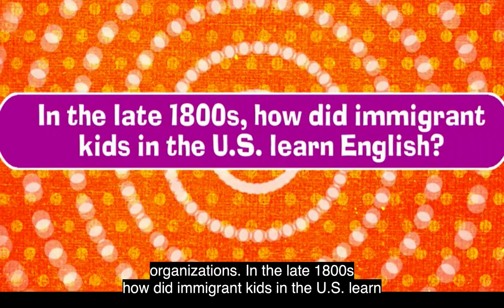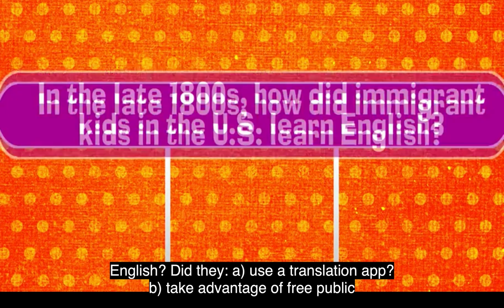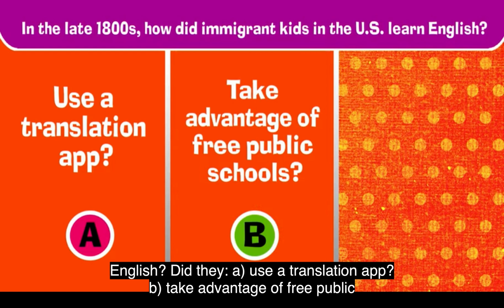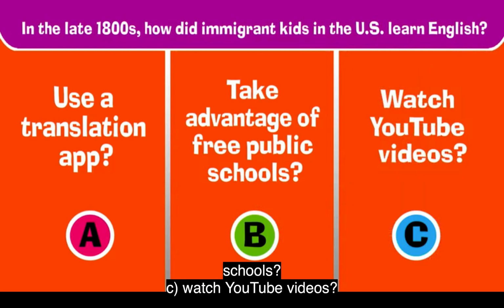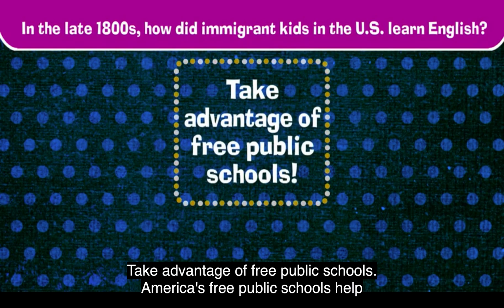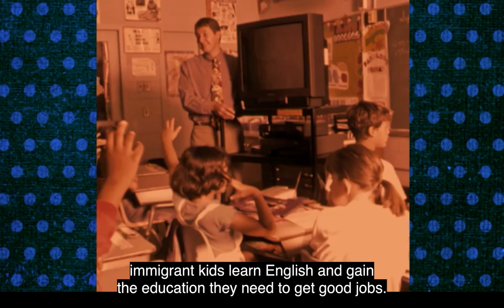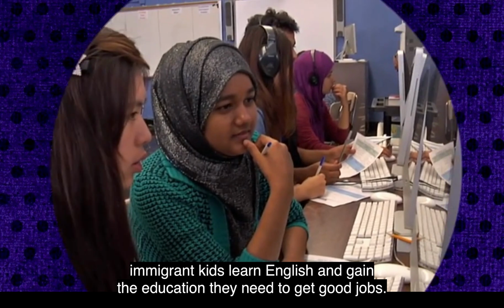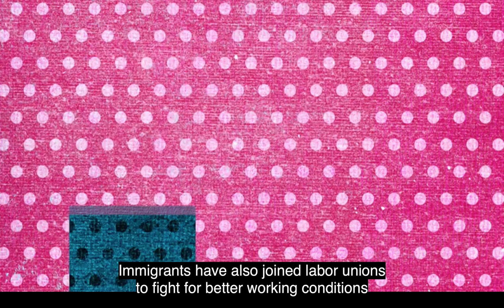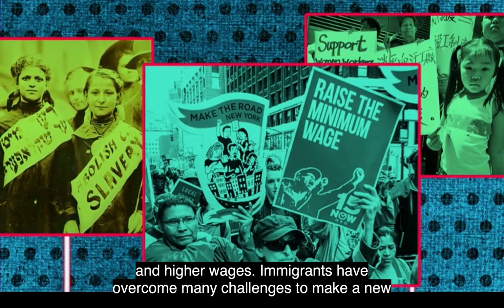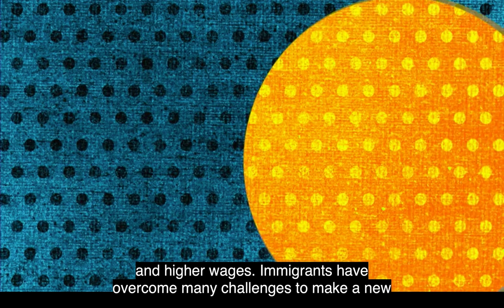In the late 1800s, how did immigrant kids in the U.S. learn English? Did they A, use a translation app? B, take advantage of free public schools? C, watch YouTube videos? Take advantage of free public schools. America's free public schools help immigrant kids learn English and gain the education they need to get good jobs. Immigrants have also joined labor unions to fight for better working conditions and higher wages. Immigrants have overcome many challenges to make a new life in our country.